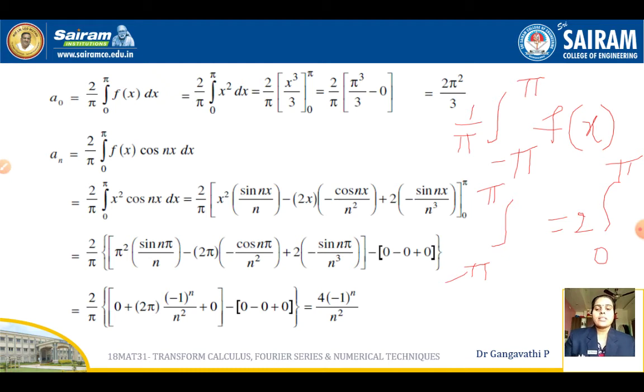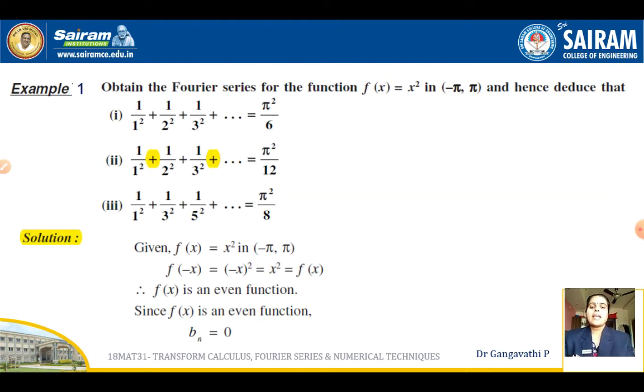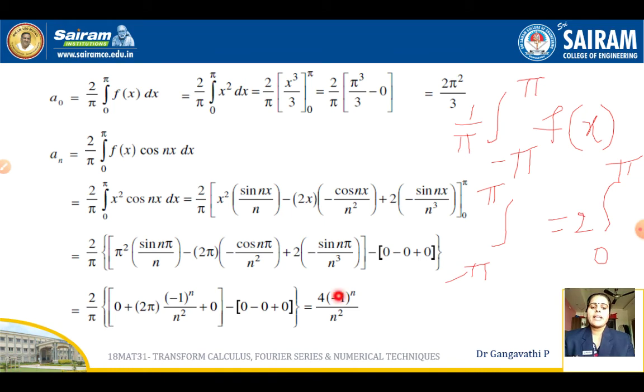So in the coordinate system, sin 2 pi, sin 3 pi, sin 4 pi, for all the values of n it is 0. So we have written 0 here. And now this minus and this minus becomes plus 2 pi, outside keep it as it is. And cos n pi value is minus 1 to the power of n by n square. And the sin n pi is again 0, so it is 0 minus the lower limit. So when we simplify this, we get the answer as 4 minus 1 to the power of n by n square. So this is the value of an.